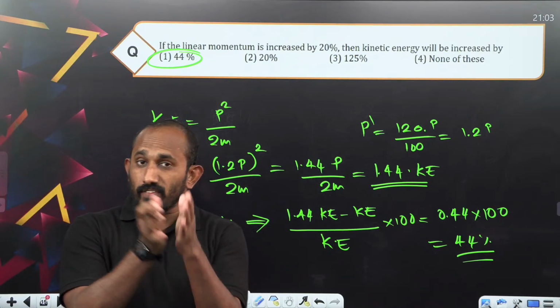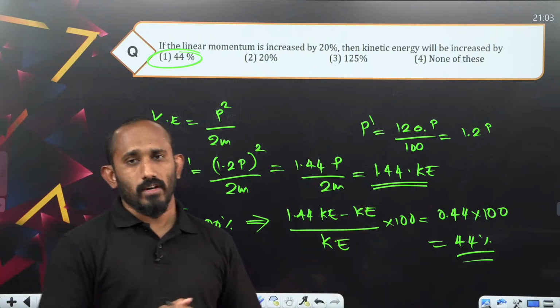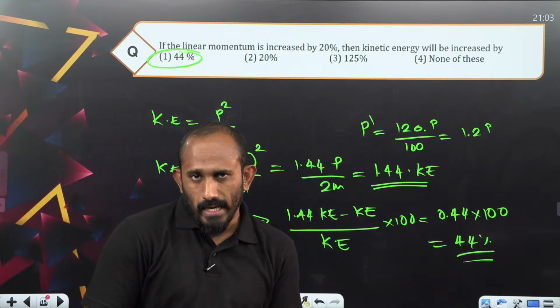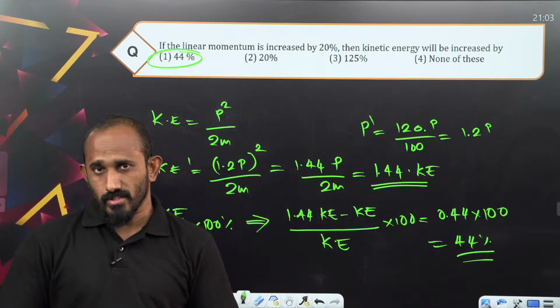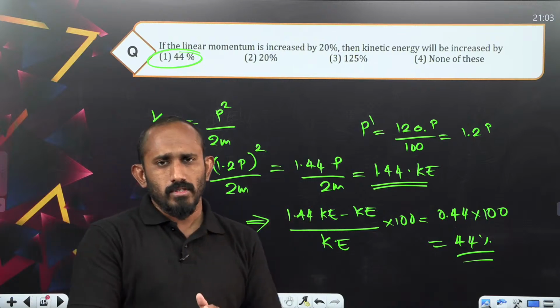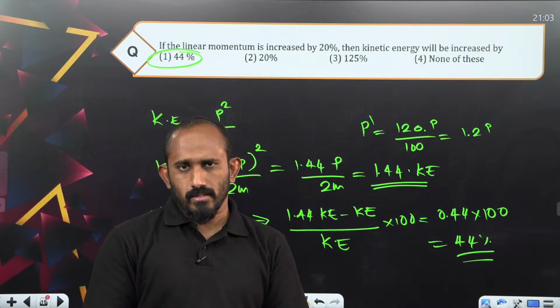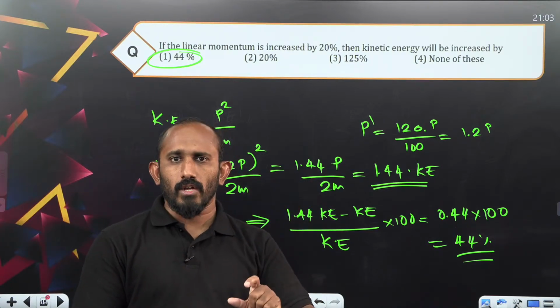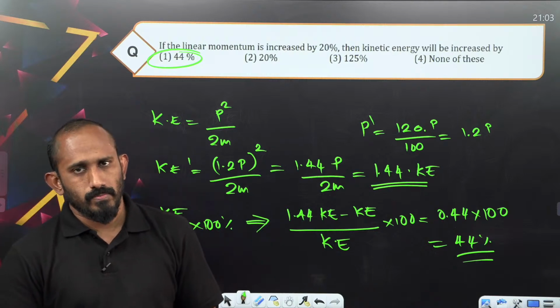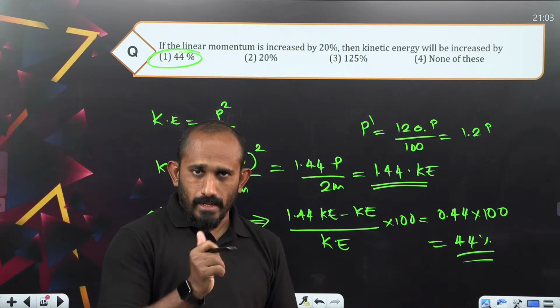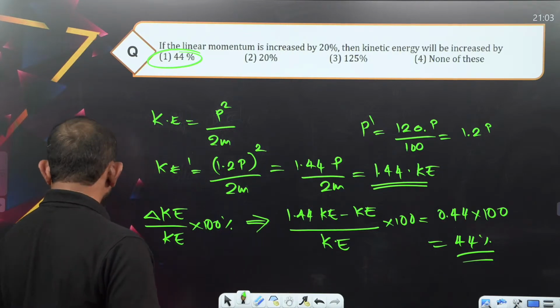So this change in quantity concept comes in many different chapters. Percentage change in length, so what is the percentage change in resistance? Then Young's modulus, it comes in many places. So wherever percentage change is asked, then you have to do the ratio of change by original value into 100. Okay, hope you got it. Next question we can do.